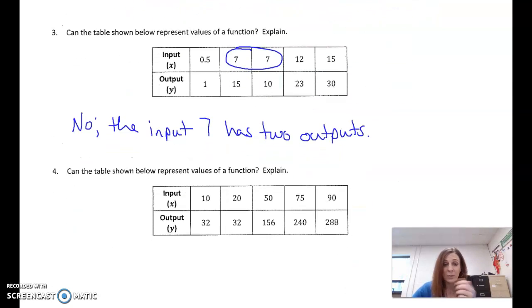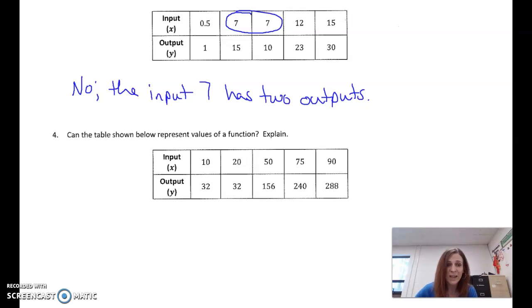All right, so looking at another one, similar. Can the table shown below represent a function, a value of functions? Explain. Okay, well, let's go at it. If I input a 10, I get out a 32. If I input a 20, I get out a 32. Is that okay? Can 2 different inputs go to the same output? The answer in that one is yes.